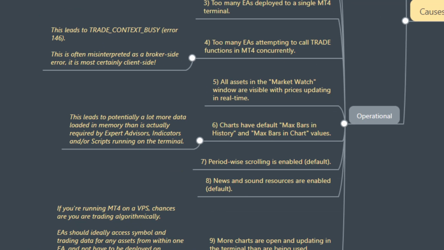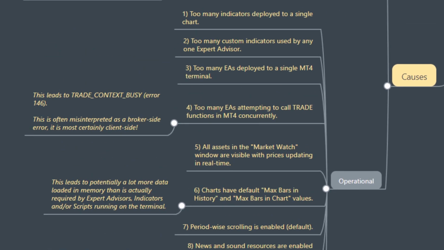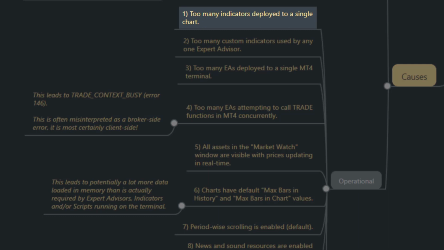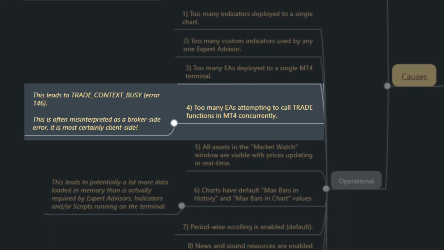The first thing that causes these particular issues is that too many indicators deployed on a single chart can cause slowdown. Too many custom indicators used by any one expert advisor can cause the same. Or if you have too many expert advisors deployed to a single MT4 terminal, that too can cause an issue. One expert advisor can be applied to one chart at any given time, and each expert advisor has its own thread during that execution period. Slowdown can also occur if too many expert advisors are attempting to call trade functions in MT4 concurrently.